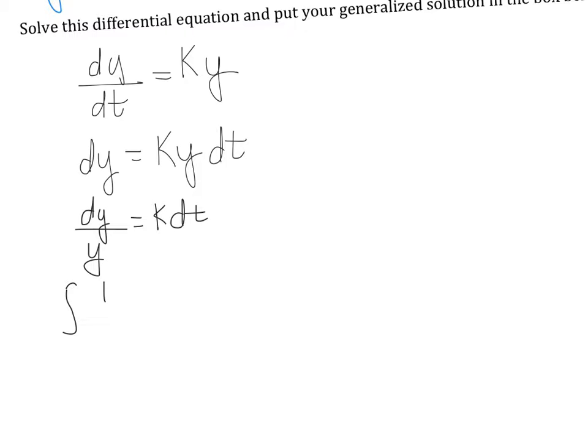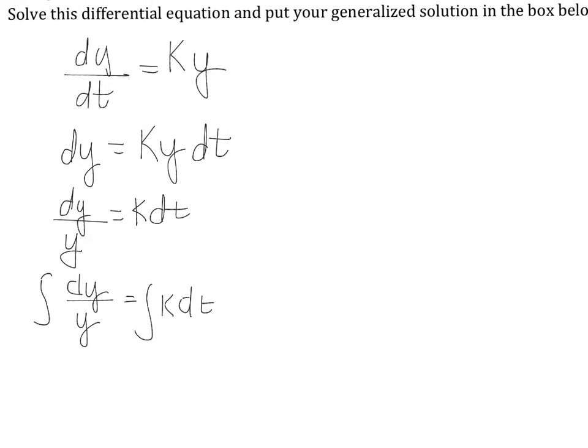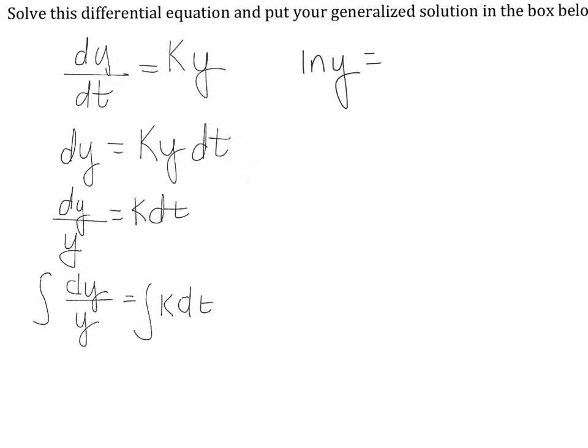So the integral of dy over y equals the integral of k dt, and hopefully that left-hand side is just screaming out to you, natural log of y. Okay, so let's come over here. And so that means that on the left we have the natural log of y equals, and then the integral of k dt will just be k times t. And then technically we have a constant of integration on both sides, but when we're solving a differential equation, we can just sort of lump them both into one giant super constant on one side.